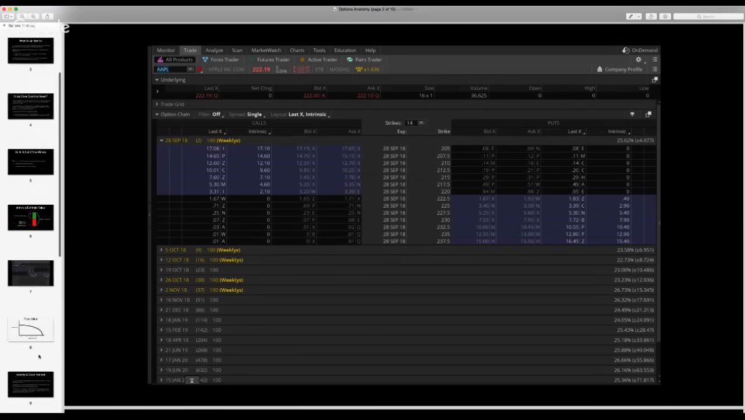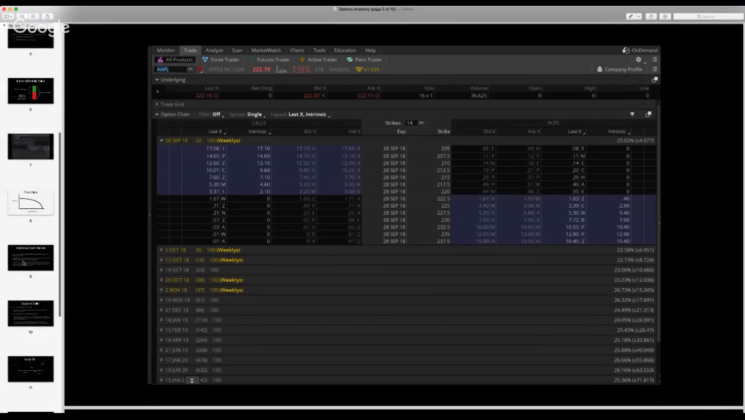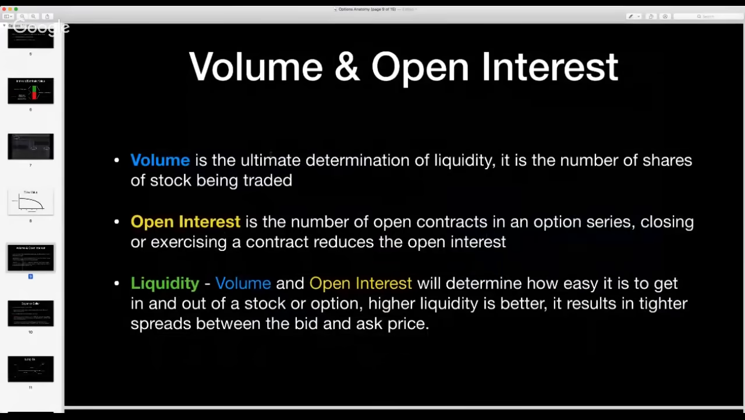So we'll hold that idea there. The volume is the ultimate determination of liquidity. We want options that are very liquid, and that is the number of shares of stock being traded. In general, I like to trade options on stocks that have volume greater than 1 million shares traded a day. Sometimes I'd like a lot more.